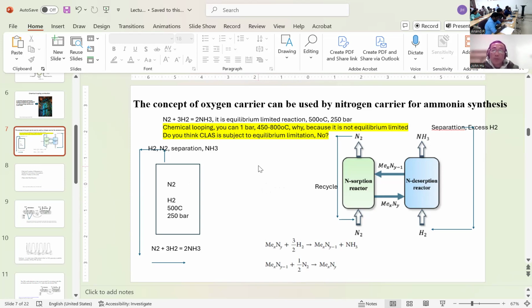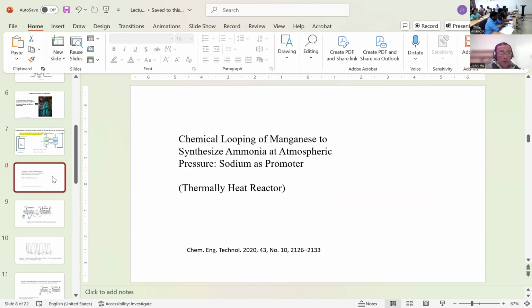If you look at the chemical looping example I showed you in my laboratory, we are actually using a reactor with a closed window. It's ambient pressure, so that's a big saving on the capital cost. Any question on this one? No question, sir. We'll move on. Okay, let's keep going. Thank you for the question.